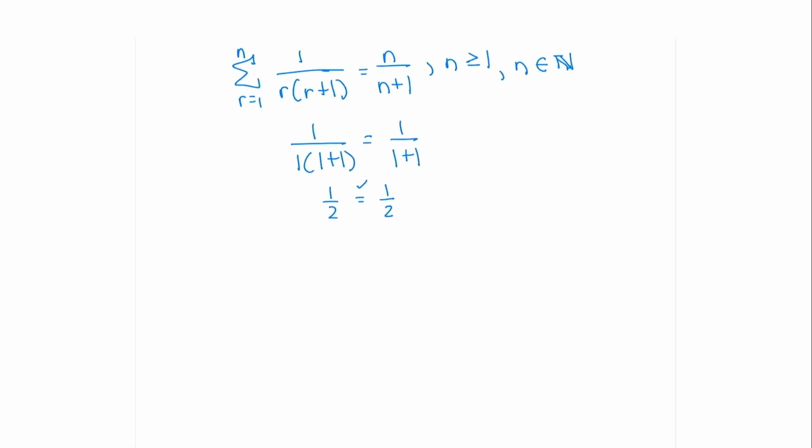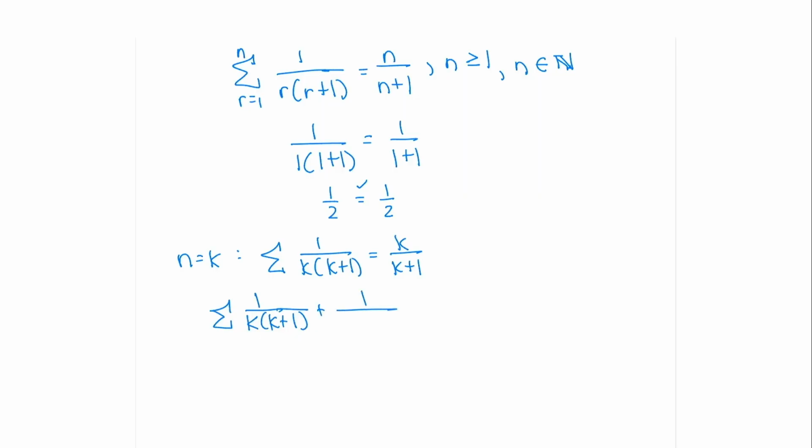Now we're going to replace the variables with k on both sides. So we have the sum of 1 over k times k plus 1 equals k over k plus 1. Now we're going to add on the k plus 1 term to our summation by replacing k with k plus 1. And we're going to do the same thing on the right side of the equation.